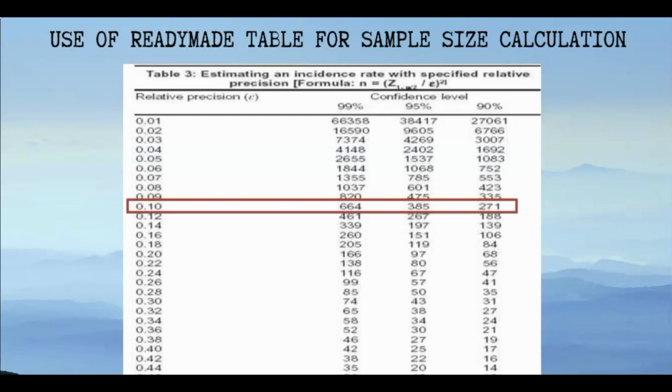Let's look at the red box. This table shows that for an error equal to 0.1 and a confidence level of 95%, a sample size of 385 would be needed. For your information, this table can be used to calculate the sample size, making the desired changes in the relative precision and confidence level. If the level of confidence is reduced to 90%, then the sample size would be 271 respondents.